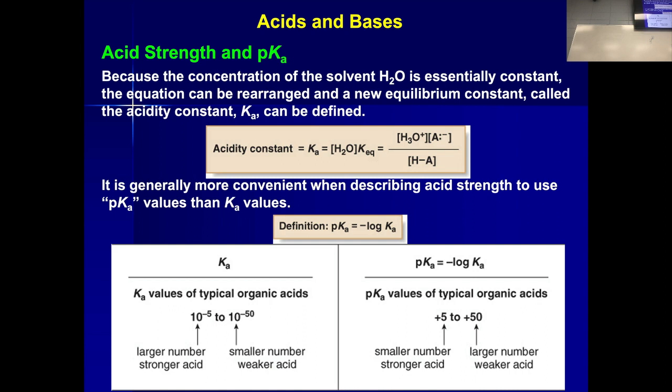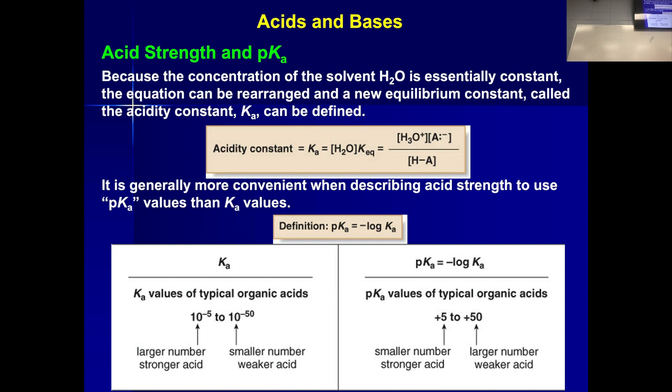strong acids. If I have a weak acid, very little of this dissociates. So these numbers would be small, this number would be large. When I take a small number and divide it by a large number, I get a very small number. So weak acids will have small values for Ka.